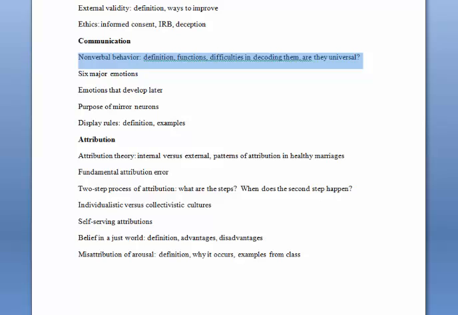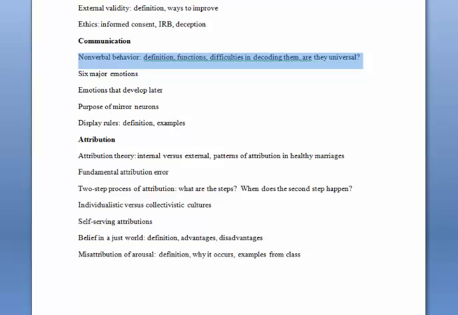Difficulties in decoding them, it's sometimes difficult because we can be expressing several different emotions at once. We can be feeling several different emotions at once, and so then it can be difficult to read. Also, sometimes people try to hide their nonverbal behavior. They try to mask it, like they don't want you to see what they're really thinking. And there are also cultural differences in this as well, and so it's going to be easier to read the nonverbal behavior of someone who's within your own culture, and especially someone that you spend a lot of time with. You kind of learn how to pick up on their nonverbal cues, right? Are they universal?